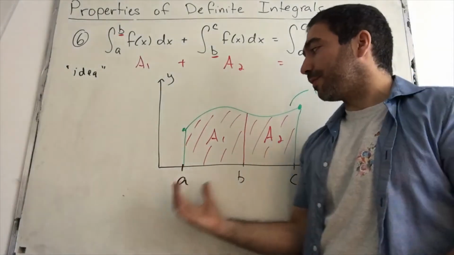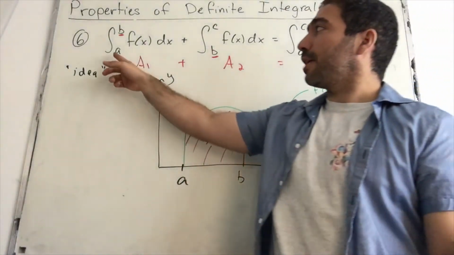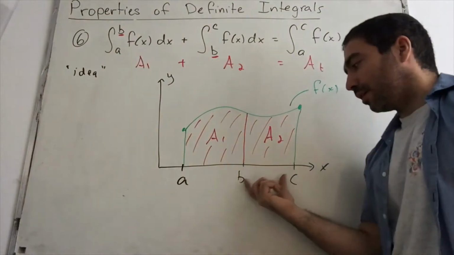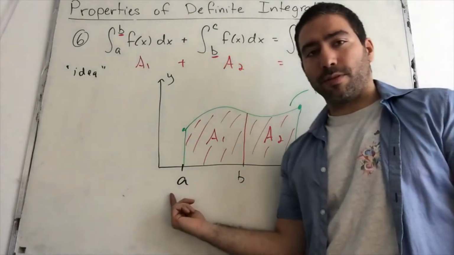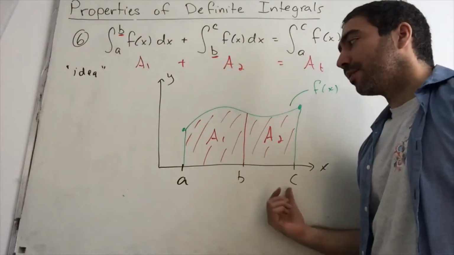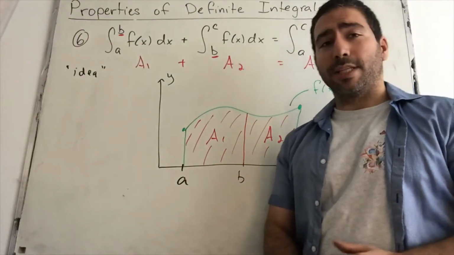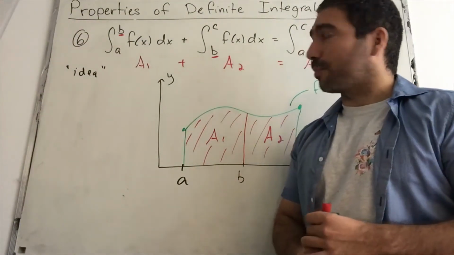But proving it's a bit more difficult, but this is the idea. So instead of integrating from a to b, this piece, and then continuing from this piece to this piece, you could just take the integral in one shot from a to c. Okay, so these are the properties. Let's go ahead and apply them with a couple of practice problems.